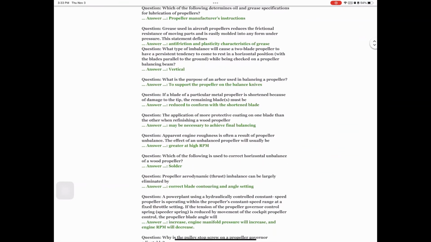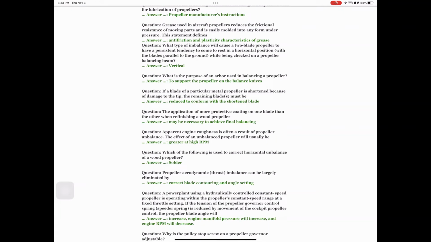Question. Grease used in aircraft propellers reduces the frictional resistance of moving parts and is easily molded into any form under pressure. This statement defines: Answer. Anti-friction and plasticity characteristics of grease.